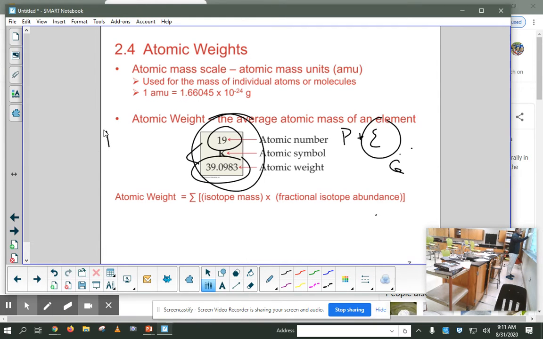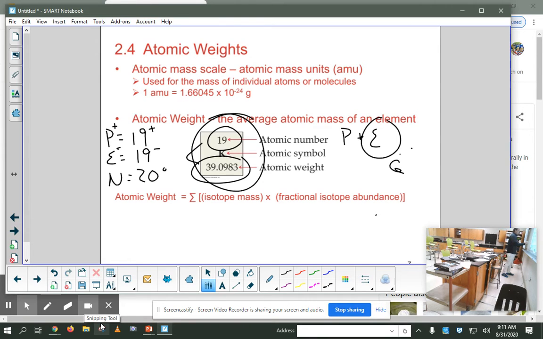So our P of this would be 19, and that's our positives. Our electrons, because it's neutral, 19, and then we subtract to get our neutrons, rounding that number, and we get 20. Just put a little sign as a neutral for that.